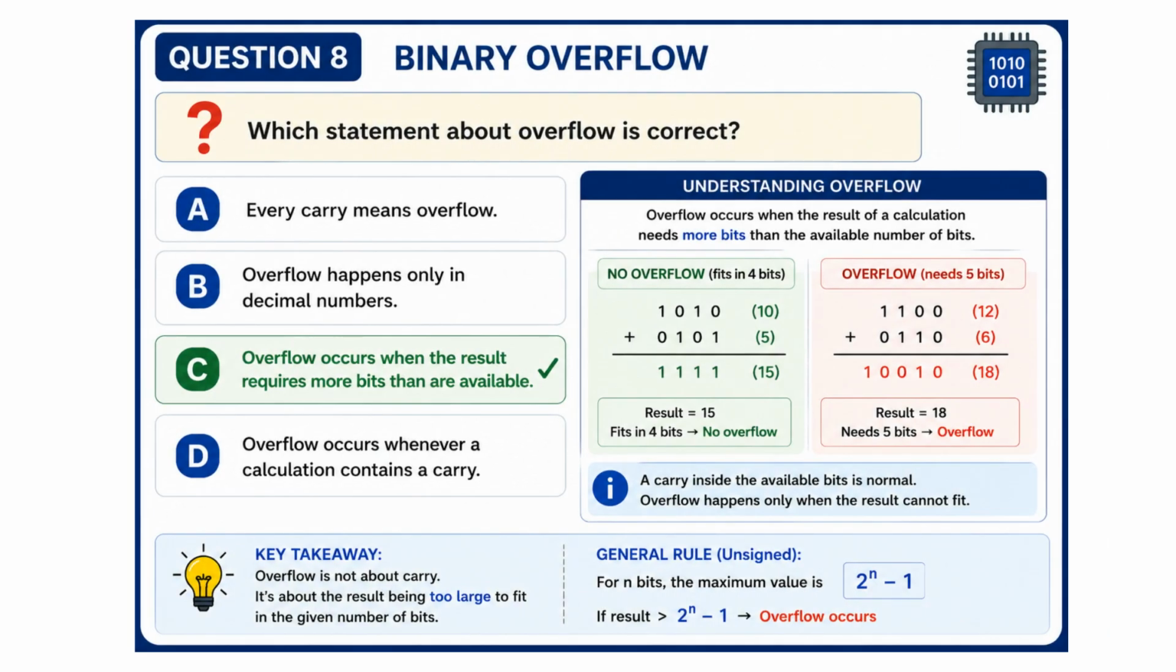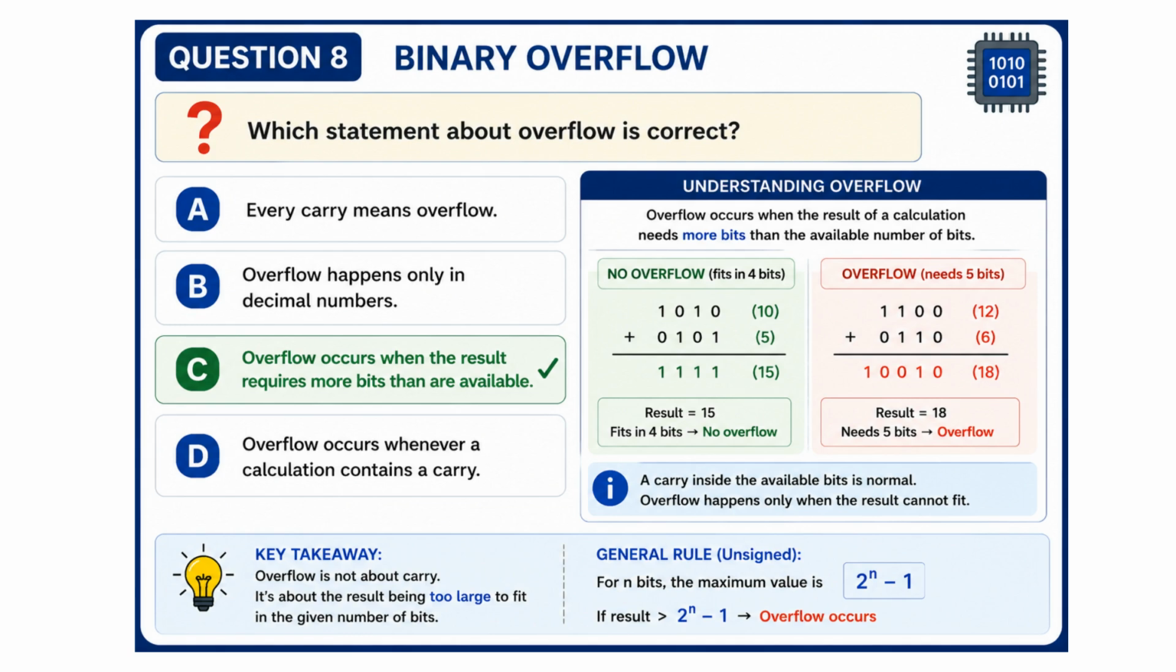Let's answer another important question. Which statement about overflow is correct? The correct answer is: overflow occurs when the result requires more bits than are available. Let's look at 2 examples. In the first calculation, 10 plus 5 equals 15. The binary answer is 1111. Since 15 fits inside a 4-bit register, there is no overflow.